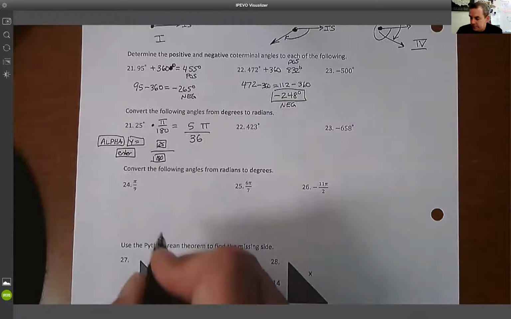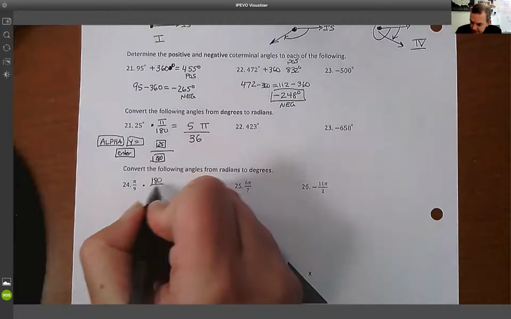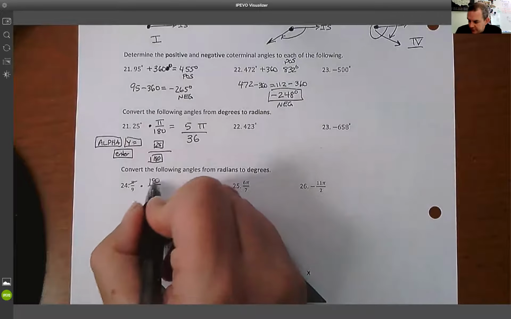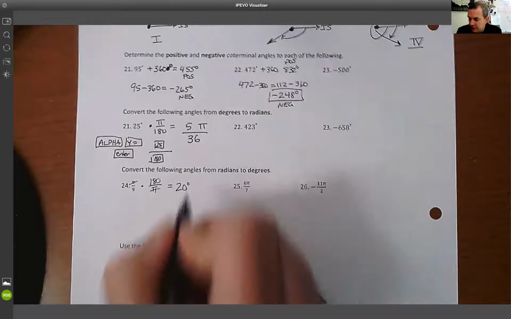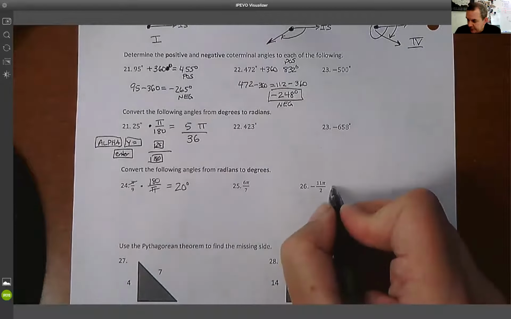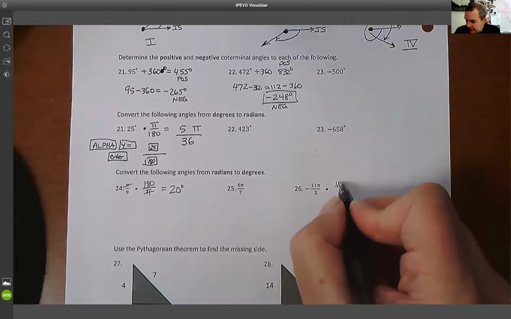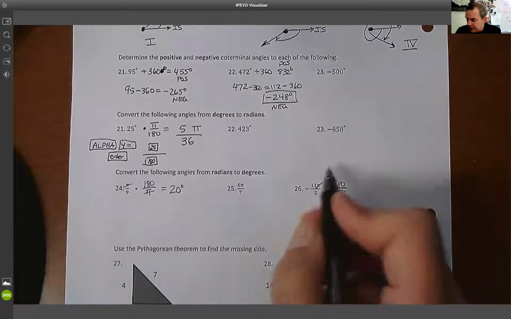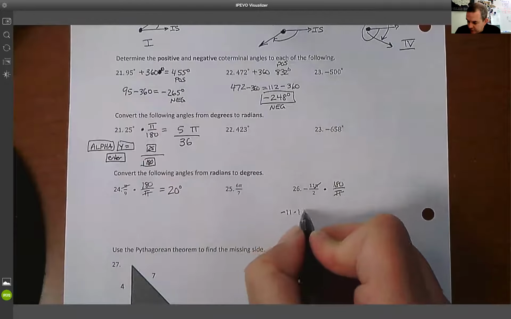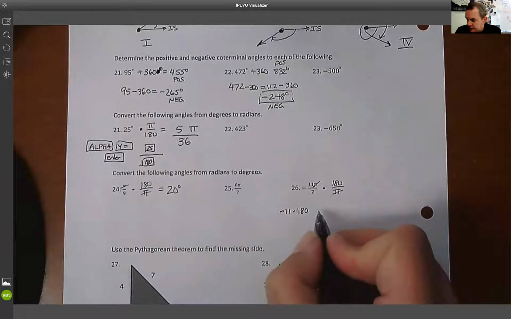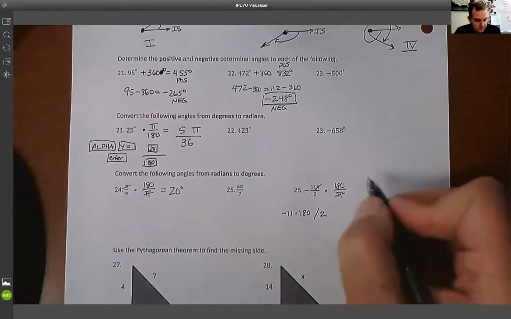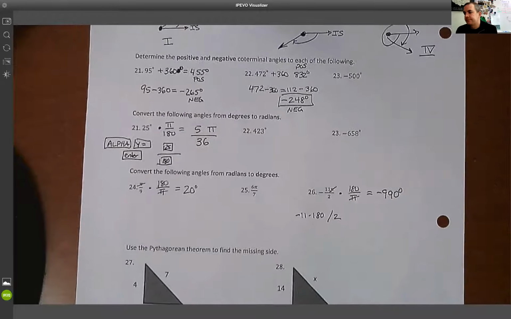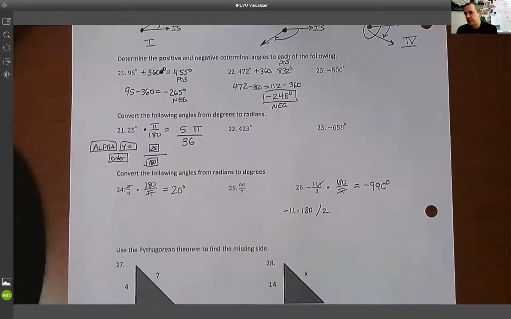To go the opposite way, we multiply by 180 over pi. To go from radians to degrees, these pi's cancel out. I'm left with 180 divided by 9, 20 degrees. Same idea is going to happen if I do it over here. I multiply 180 over pi. Now just be careful, just the pi's cancel. And you're going to do in the calculator -11 times 180. And then you're going to divide that by 2 in the calculator. When you do that, you're going to get negative 990 degrees. So that is our radians to degrees.